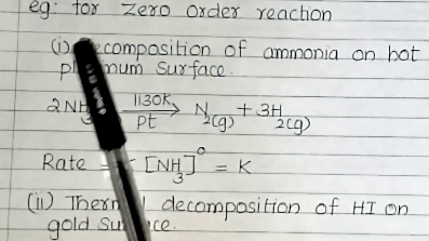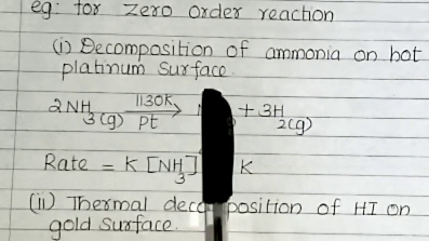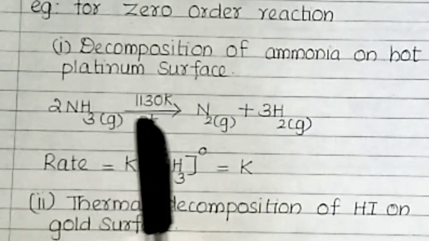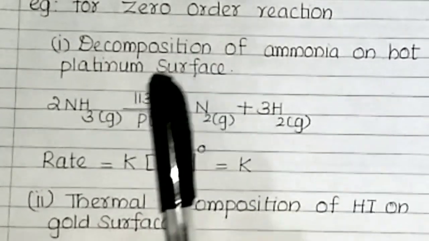Then examples for zero order reactions: decomposition of ammonia on a hot platinum surface. Ammonia decomposing on a platinum surface is an example of a zero order reaction.